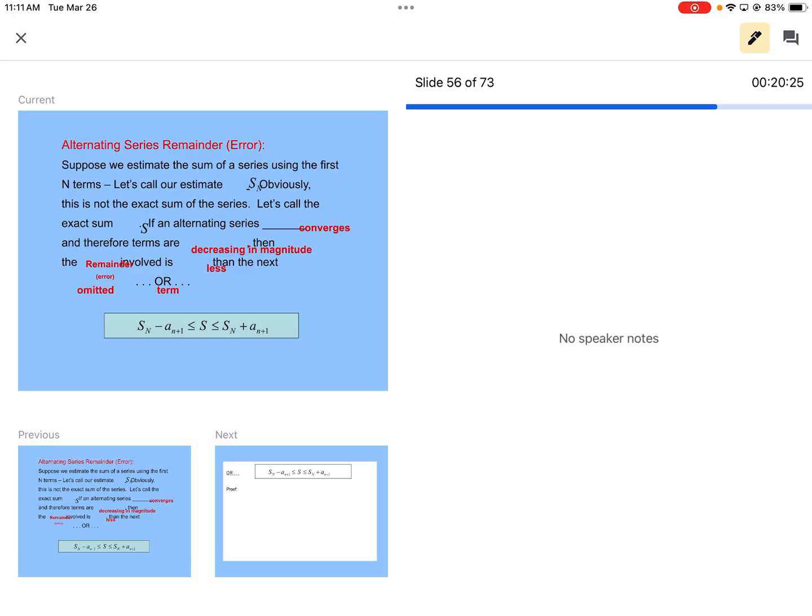Also called the error. So write down what's in that box as well. That goes in your box as your formula. S sub n minus a sub n plus 1 is less than the actual sum, which is less than or equal to S sub n plus a sub n plus 1. Less than the next omitted term. Omitted term.